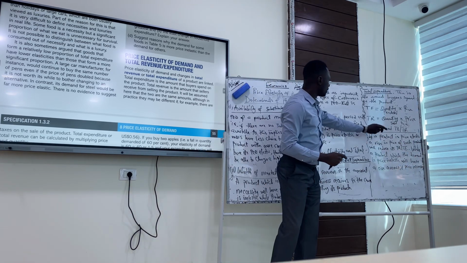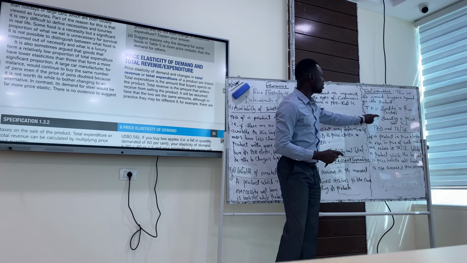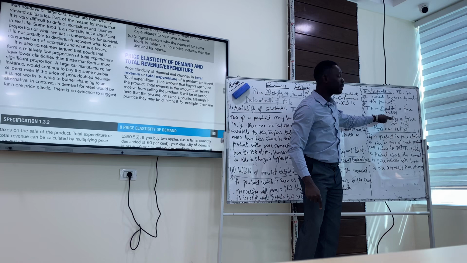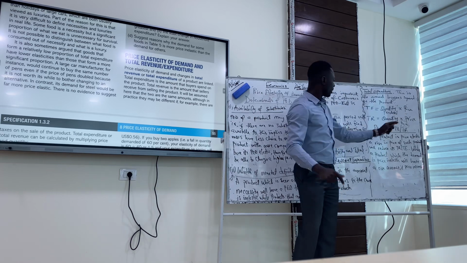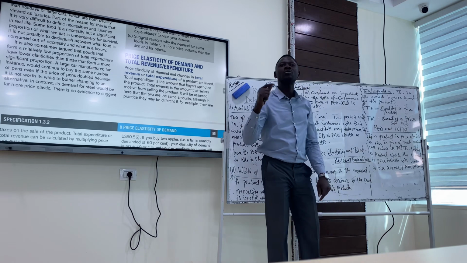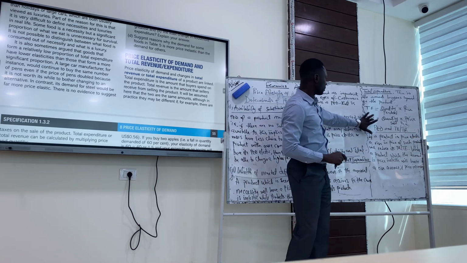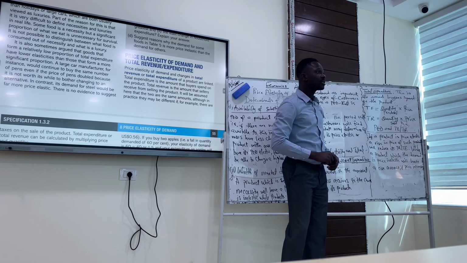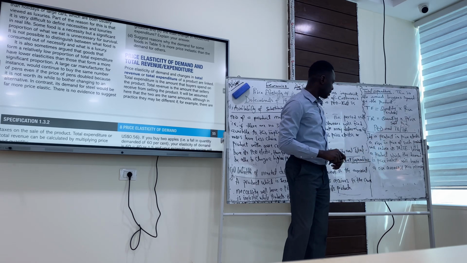Then, what is total expenditure? Total expenditure is quantity purchased multiplied by price. Quantity purchased by customers multiplied by the price customers pay. For total revenue, quantity sold by businesses multiplied by the price businesses sold at. Are they clear, please? Q times P, yes. Are they clear, please?